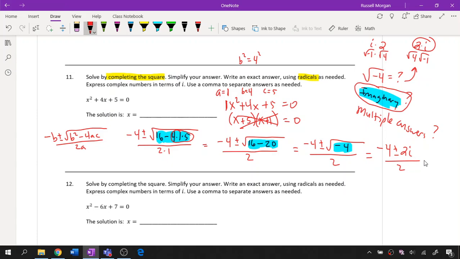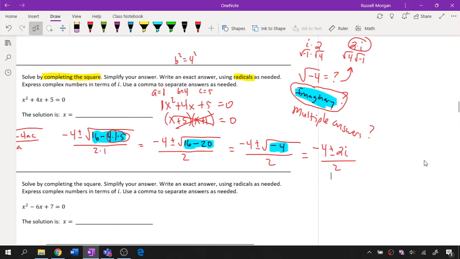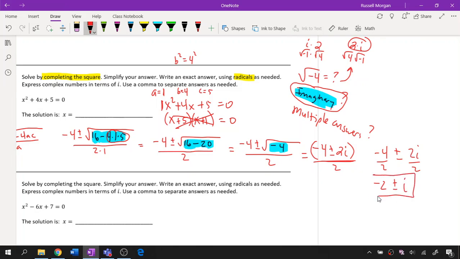Now they also said in the instructions to simplify. That's just a fraction. I should be able to simplify that fraction because I actually have 2 things on top. That's a binomial. And so I really have negative 4 divided by the 2 plus or minus that 2i divided by the 2. Both of those things, all of that is divided by 2. Now if I do that, I can see that this first piece would become negative 2 plus or minus, and of course 2i divided by 2 is just 1i or i. There are my 2 answers.